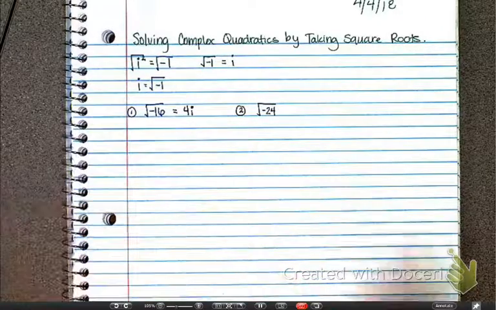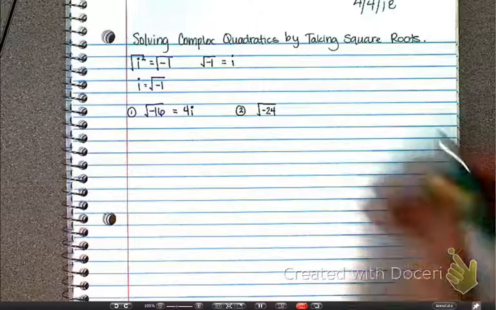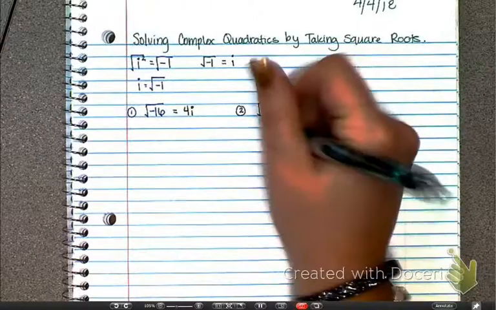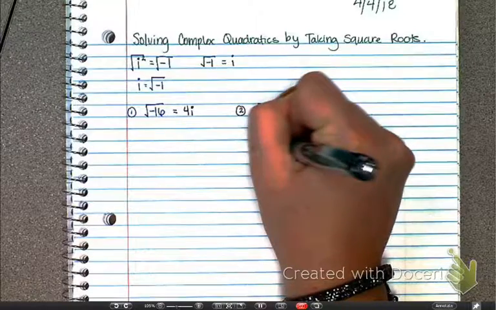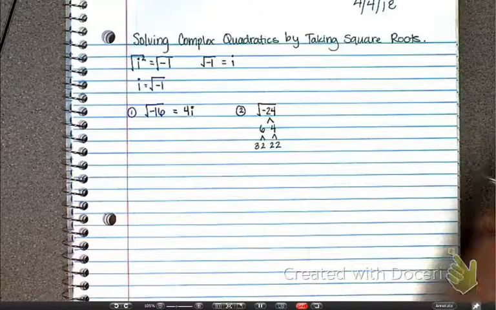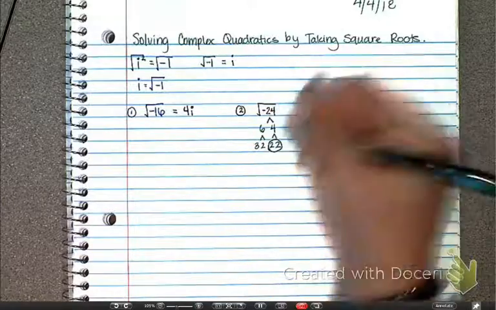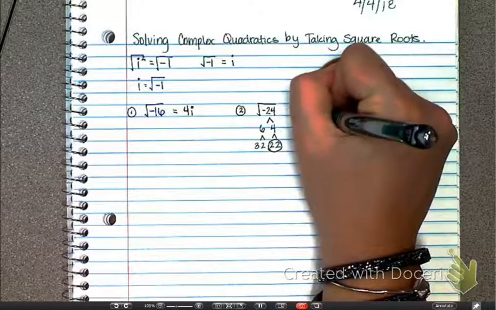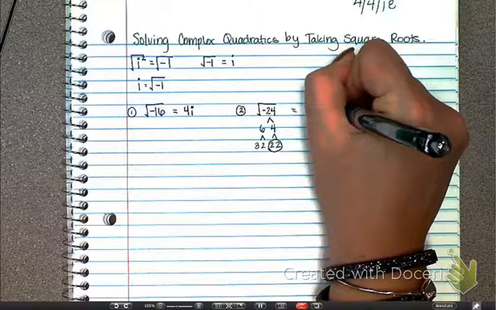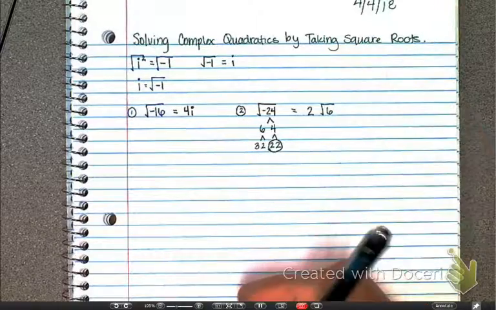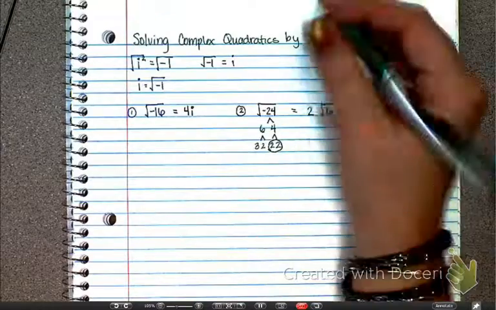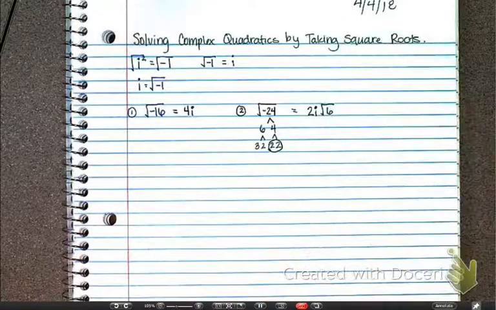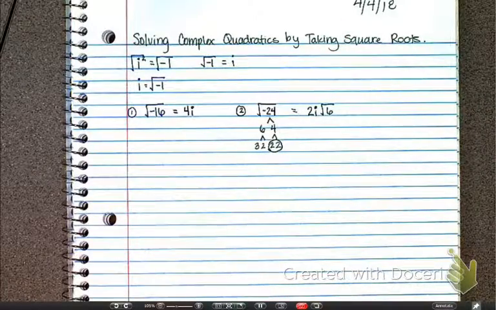Okay. Well, for everyone who doesn't remember that it was in their warm-up, if I break it down, I get 6 and 4, 3 and 2, 2 and 2. So I'm pulling out a 2, right? What's left over? 6. And because it's a negative, we pull out an i. And the i is going to go after the 2, but before the square root.